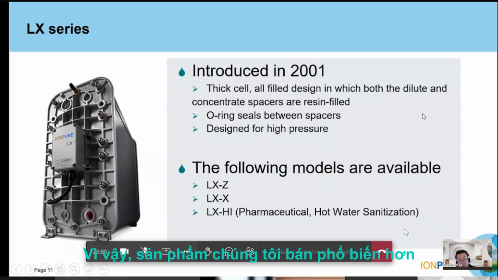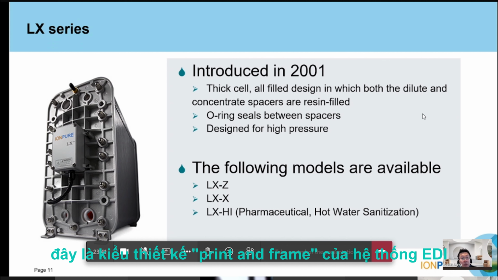What we sell more commonly, and it's very popular, with a lot in Vietnam and the surrounding regions like China and Thailand, is the LX modules. If you see from the picture here, there are a lot of little boxes. How we design the modules is very similar to a heat exchanger. There are many plates, and we clamp them up and tighten them. It's what we call a plate and frame style of EDI.